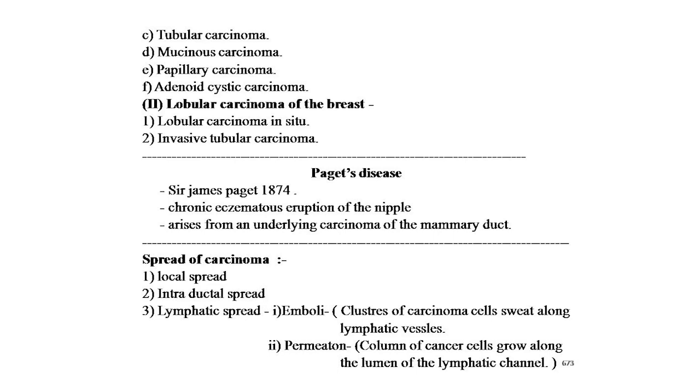And the sixth is the adenoid cystic carcinoma. This lesion is very rare. It constitutes less than 0.1% of all types of breast carcinoma. These cancers present as small lesions 1 to 3 cm in diameter.